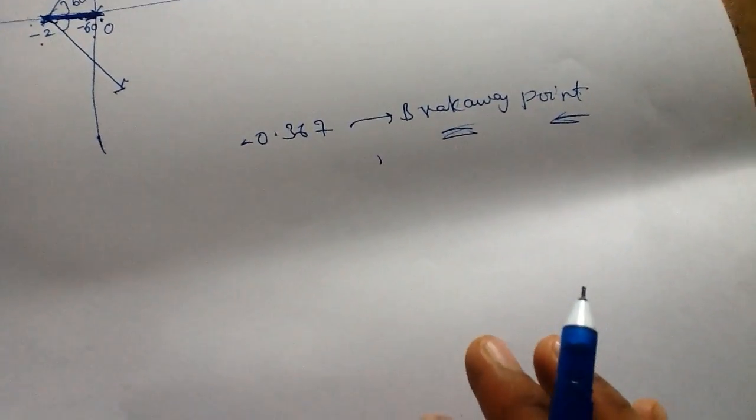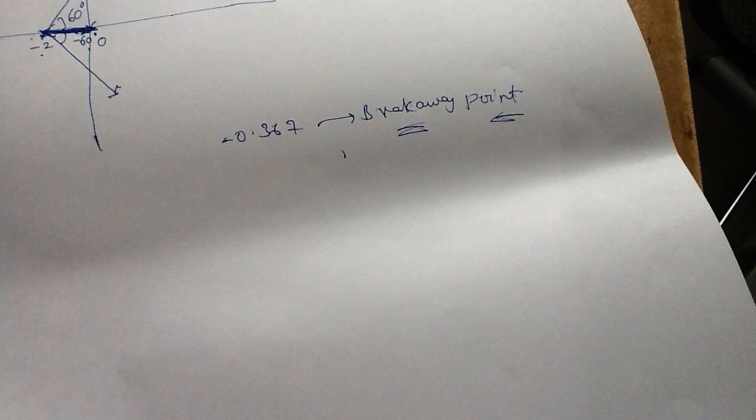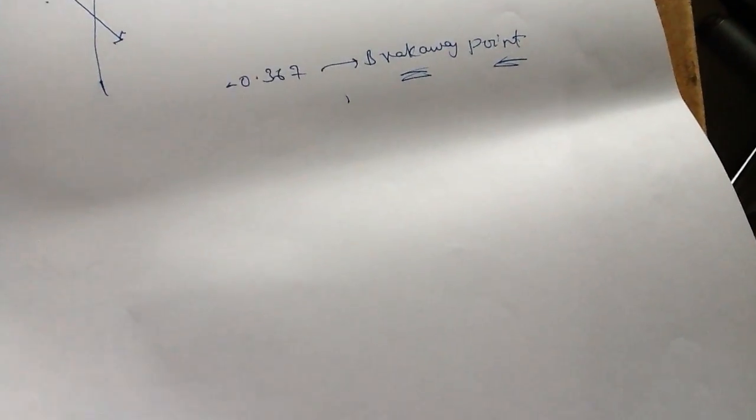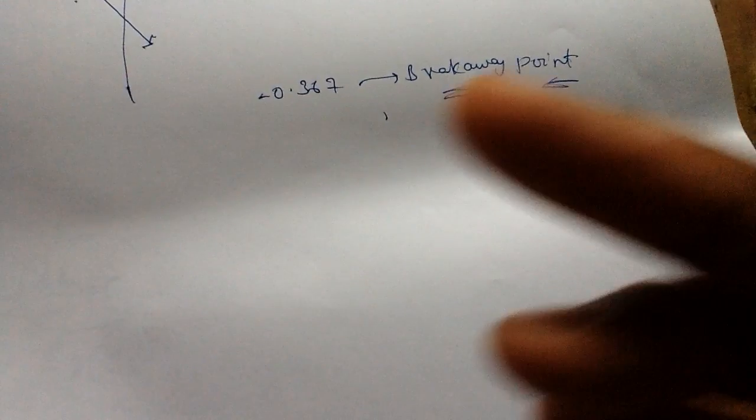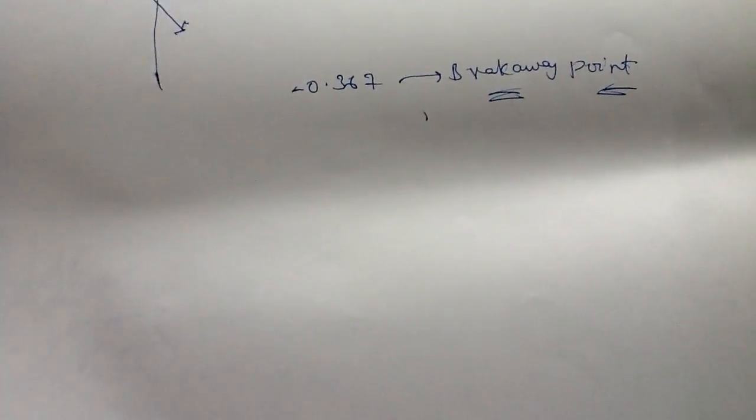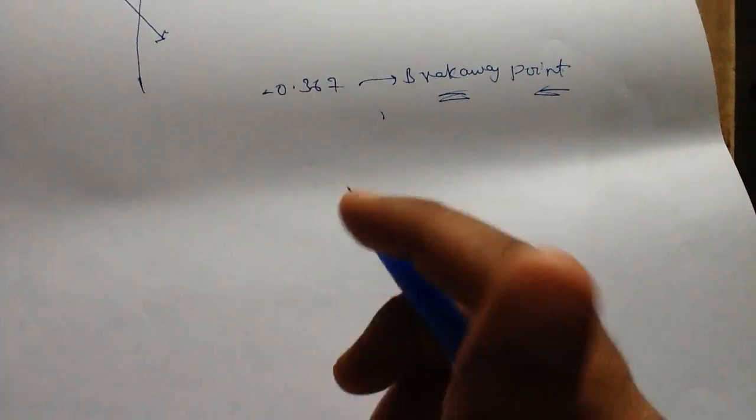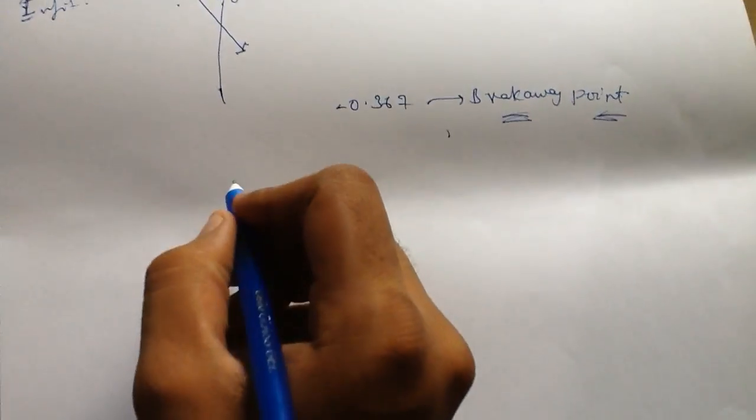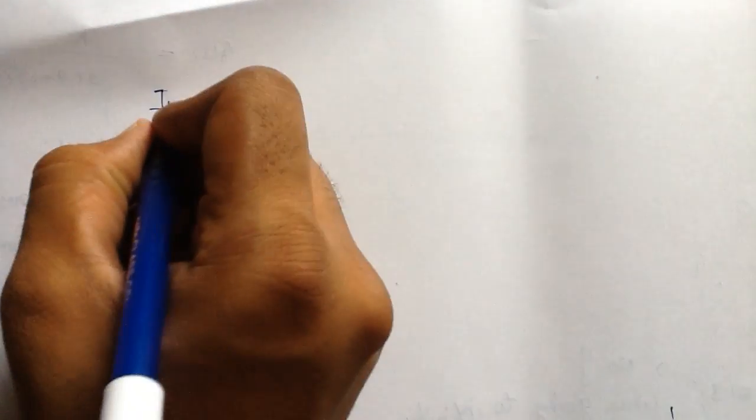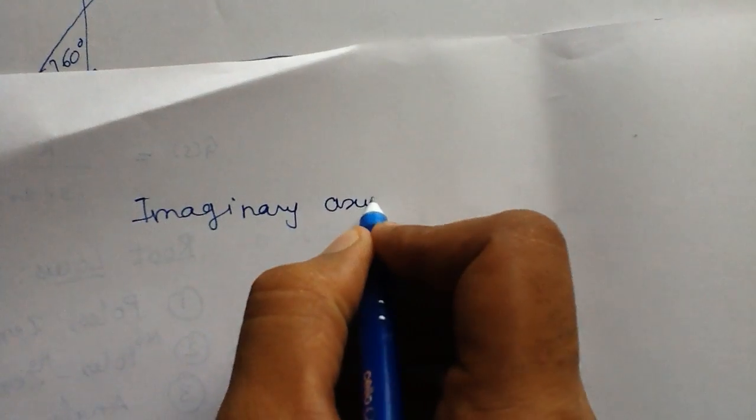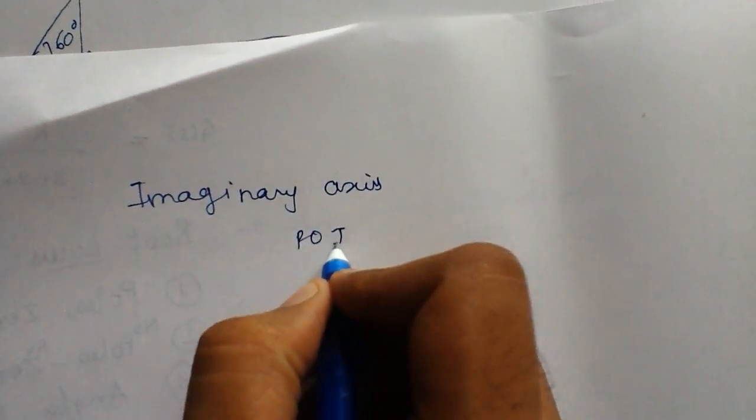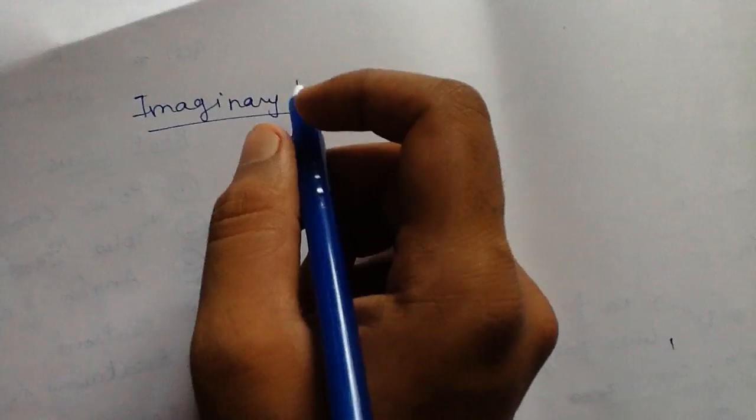After you find out the breakaway point, you need to find out where exactly these branches will intersect the imaginary axis. You cannot draw them blindly, right? So now we need to find out the points of intersection of the imaginary axis.